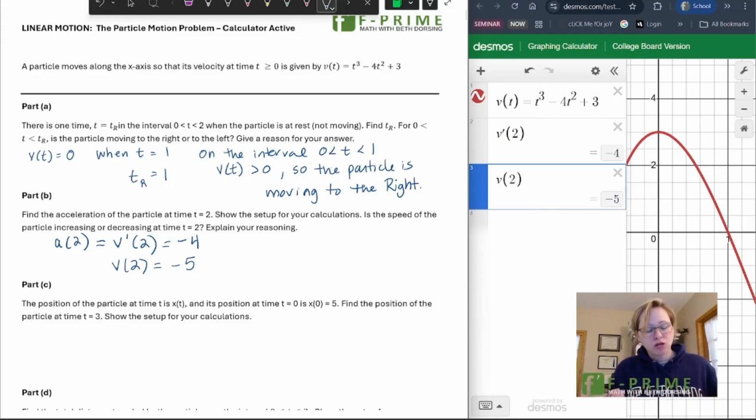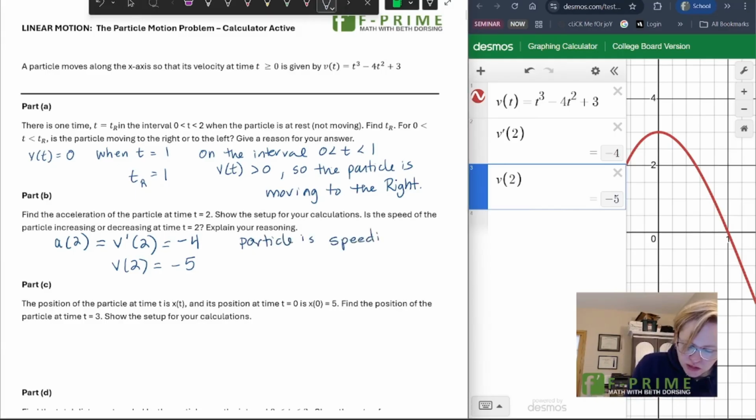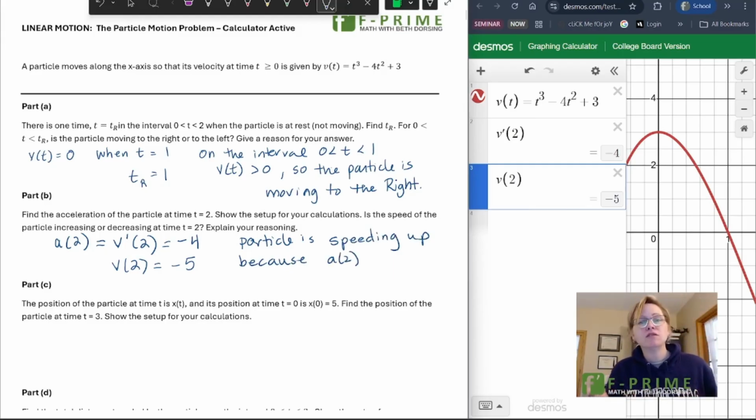So here's how I'm going to construct my response. First of all, I want to record these values on my paper because these values will earn me a point. So I've got the two values on my paper. And so now I'm going to explain my reasoning. I'm going to say why I know that this particle is getting faster. So I'm going to say the particle is speeding up, or the speed is increasing, because a of 2, now don't say a of t, say a of 2. You have to say the exact time. A of 2 is negative and v of 2 is also negative.